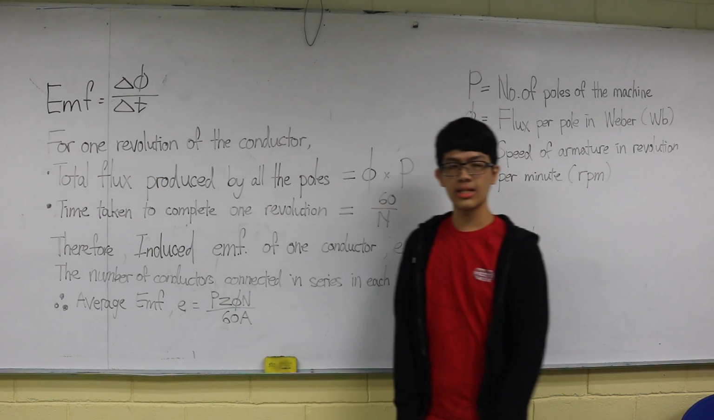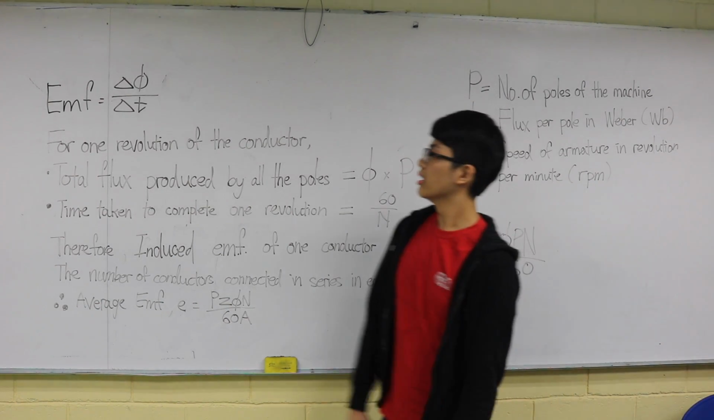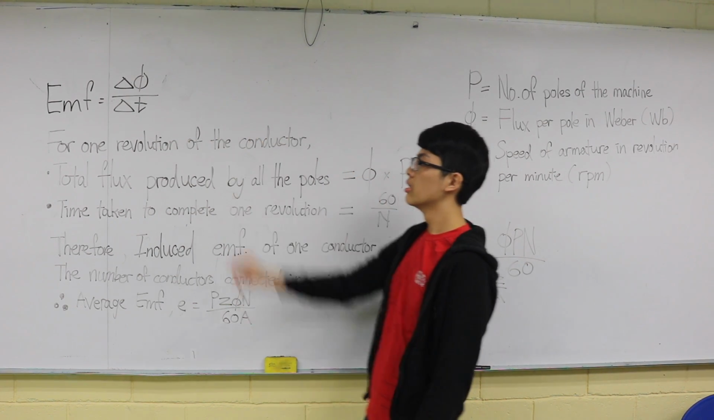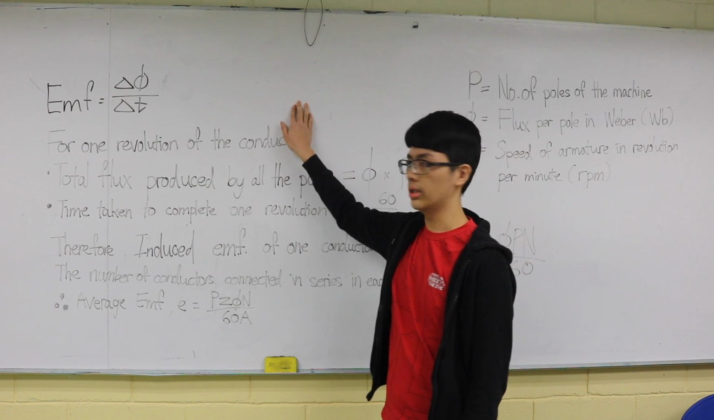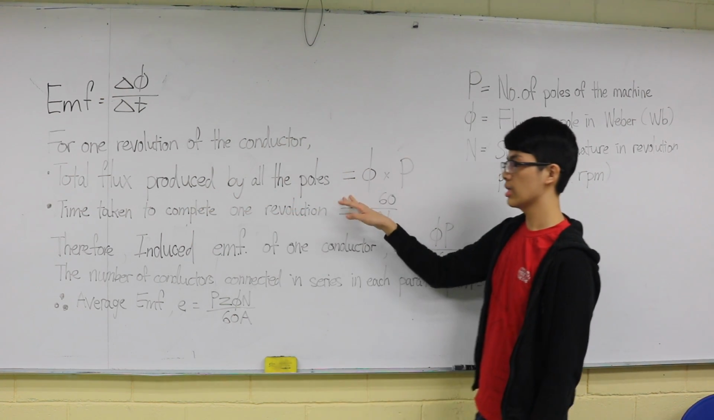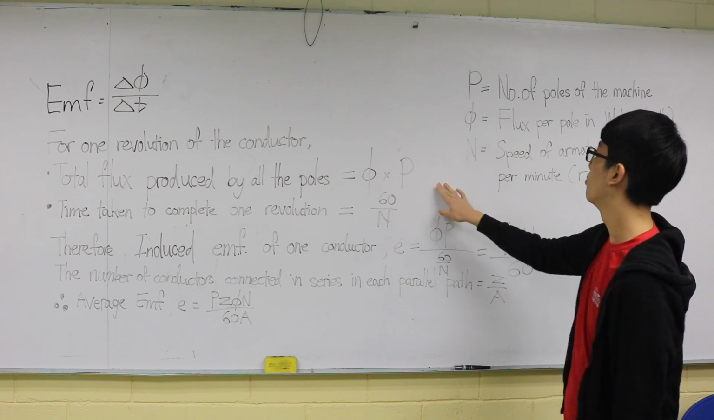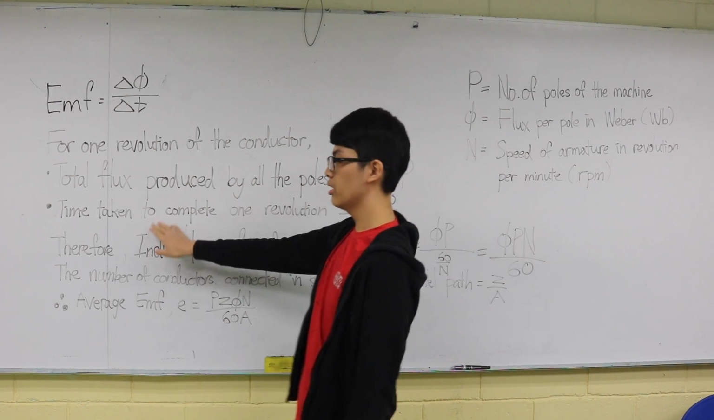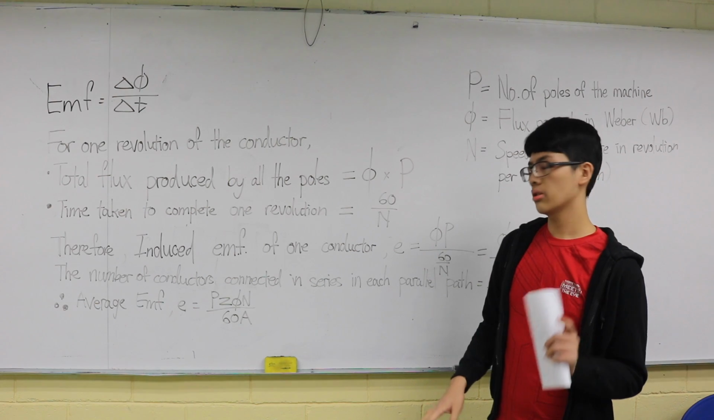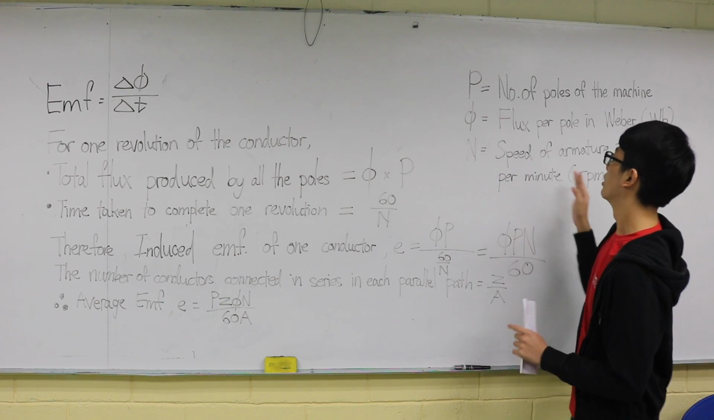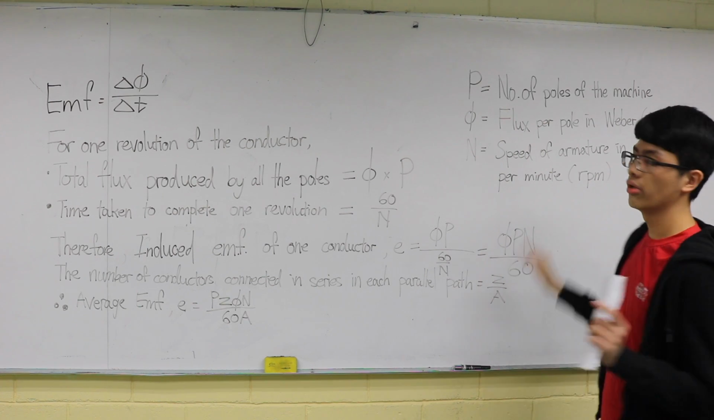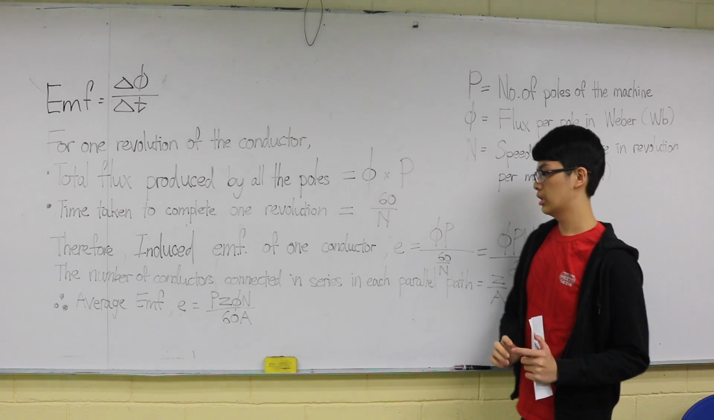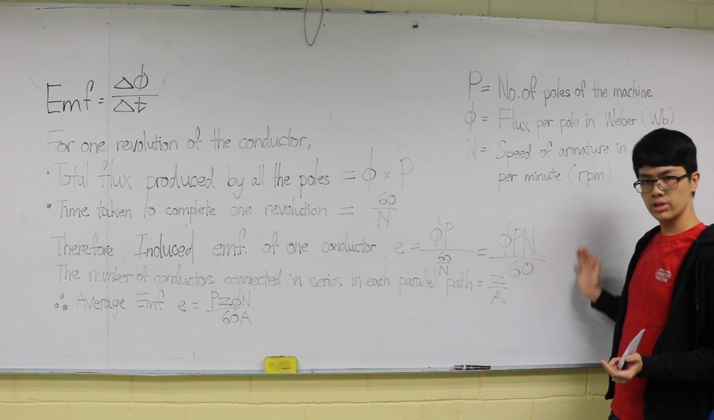So according to Melissa's presentation just now, the EMF is equal to the change in magnetic flux over change in time. So for one revolution of the conductor, the total flux produced by all the poles is equal to the magnetic flux times the number of poles in the machine. And the time taken to complete one revolution is equal to 60 over the speed of the armature in revolutions per minute. Therefore, the induced EMF of one conductor is equal to this equation.